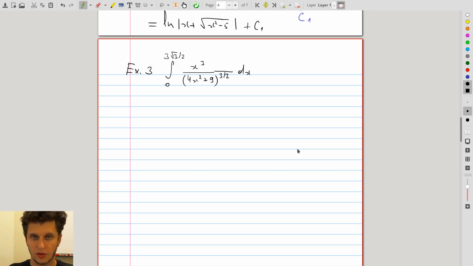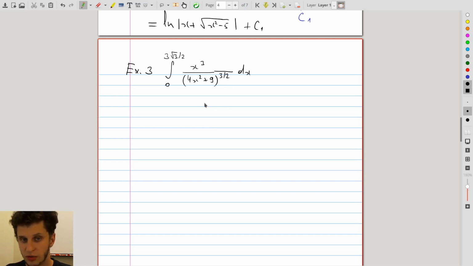Next, I want us to look at how to evaluate definite integrals, which have specific limits of integration, using the trigonometric substitution. So let us start with this example here. First, we need to recognize which trigonometric substitution to use.